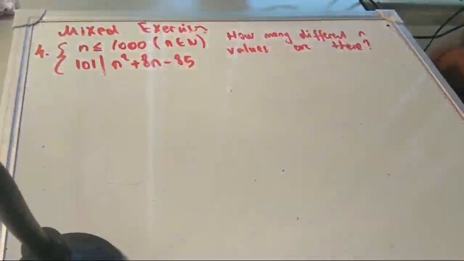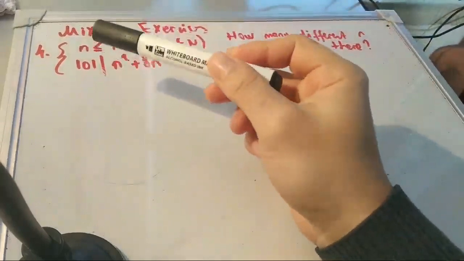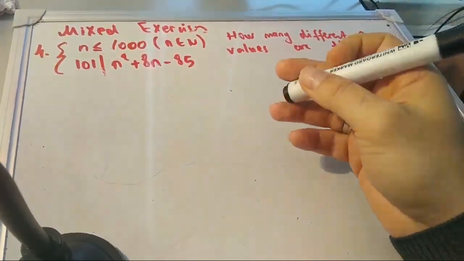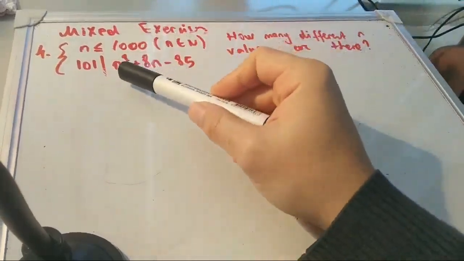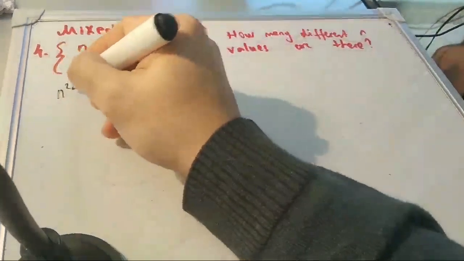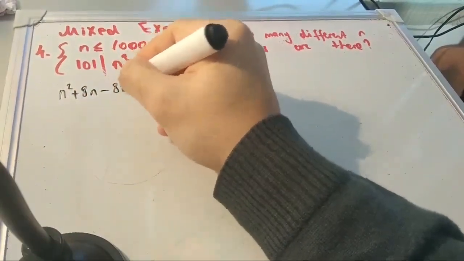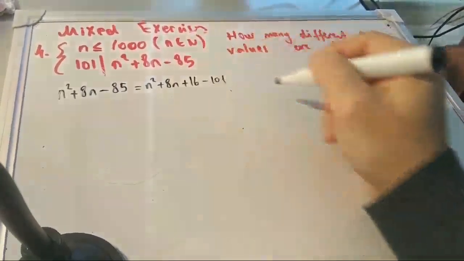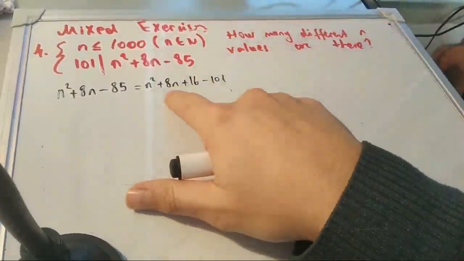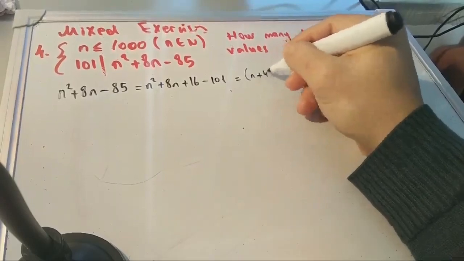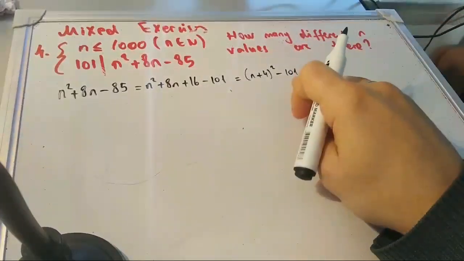Okay. So n squared plus 8n minus 85 is divisible by 101, and n is less than or equal to 1000. n is an element of natural numbers. And how many different n values are there here? So first we will start from n squared plus 8n minus 85 being divisible by 101. I will separate n squared plus 8n minus 85 such as n squared plus 8n plus 16 minus 100, because I will try to get a perfect square here. n squared plus 8n plus 16, what is it? n plus 4 squared minus 100, right? And by the way, we got 100 here. Can you see this?